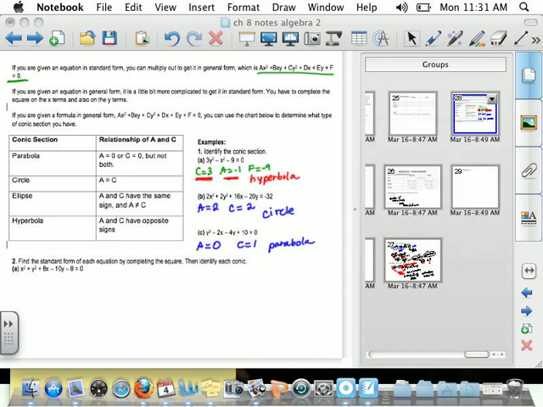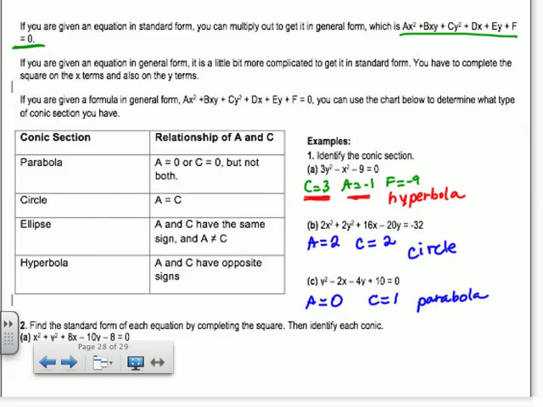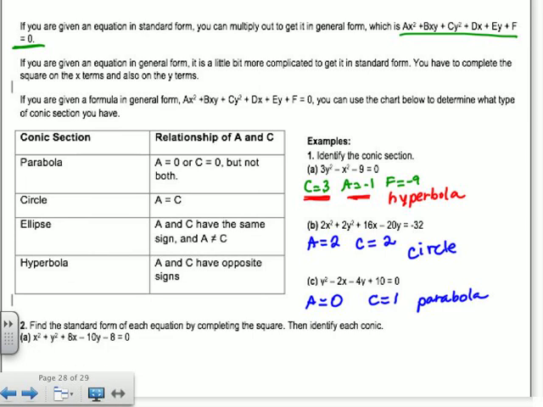All right, let's complete the square. Find the standard form of each equation by completing the square. Then identify each conic. I can already tell I'm going to need more room.